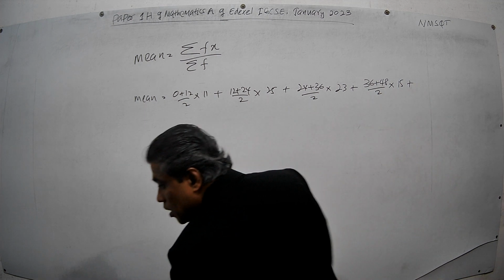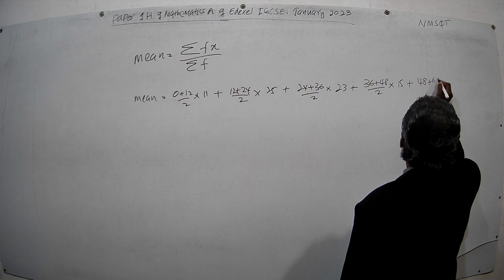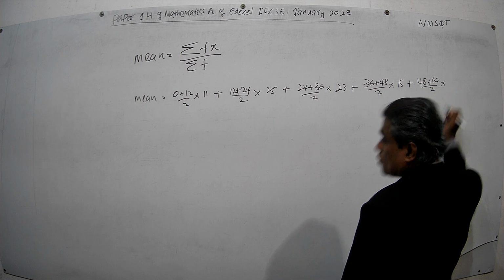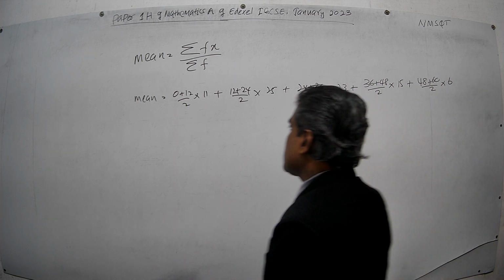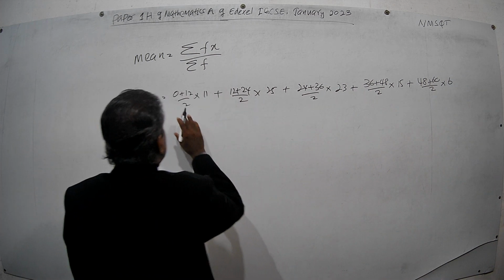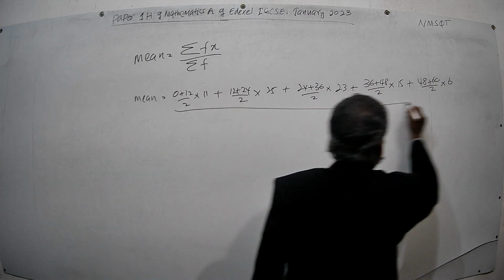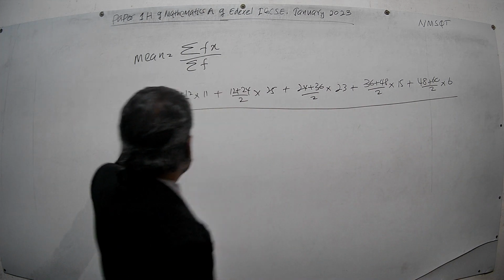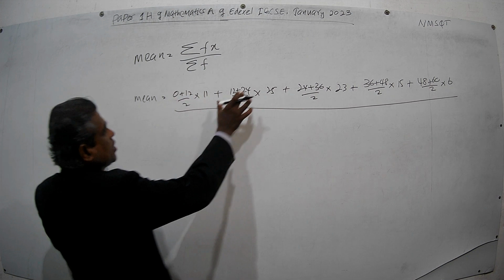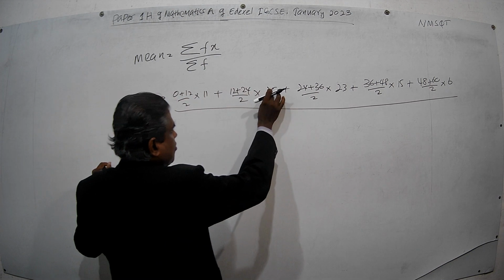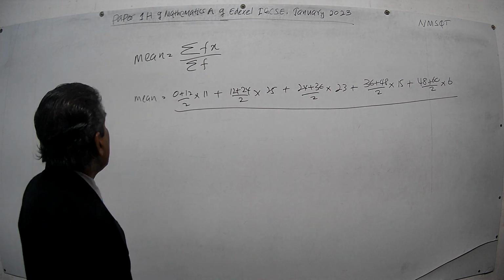Plus 48 plus 60 divided by 2, into 6. This is the sigma fx. In each class interval, this part is x and this is the f. This part is x, this is f, and so on.